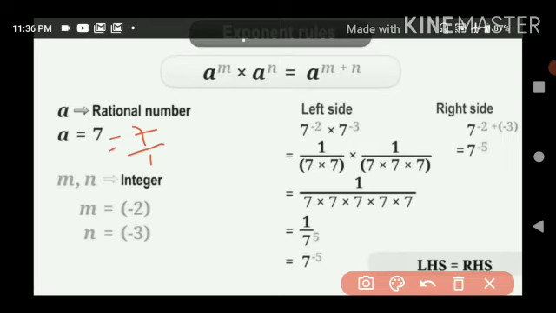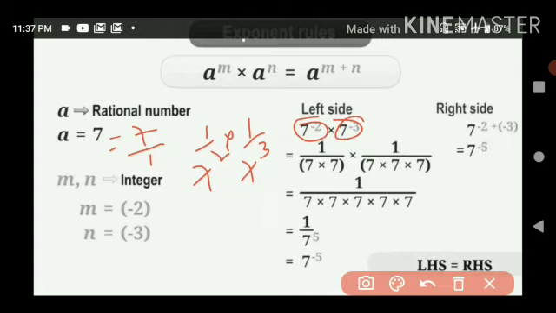Now come to the proof. Left hand side we have a raised to the power m multiplied by a raised to the power n. Here we have a equal to 7. 7 raised to the power -2 into 7 raised to the power -3. So what does it mean? 7 raised to the power -2 can be written as 1 upon 7 square, and similarly 1 upon 7 cube. So on expanding, this could be written as 1 upon 7 into 7 into 1 upon 7 into 7 into 7.